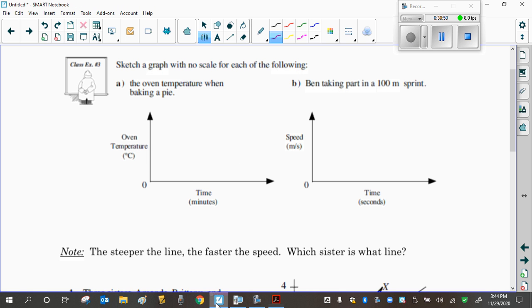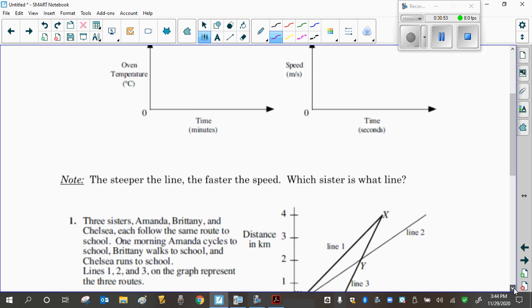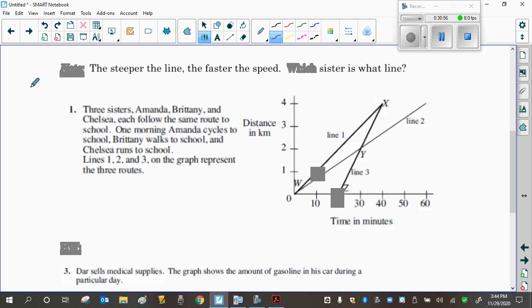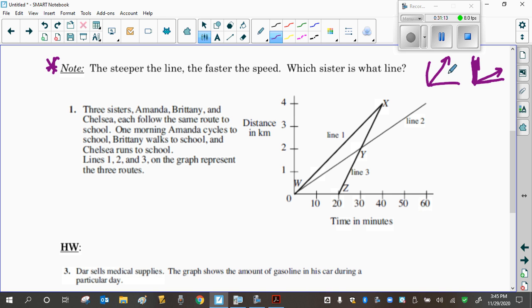The note I want you to star is under those two questions. So if we have a car and they're going, that's one graph of the car and another graph of the car. That's the y-axis here. You know that this car is going faster because it's steeper. So the steeper the line, the faster you go when you're talking speed. So I want you to see if you can do question 1. Tell me which sister is what line.